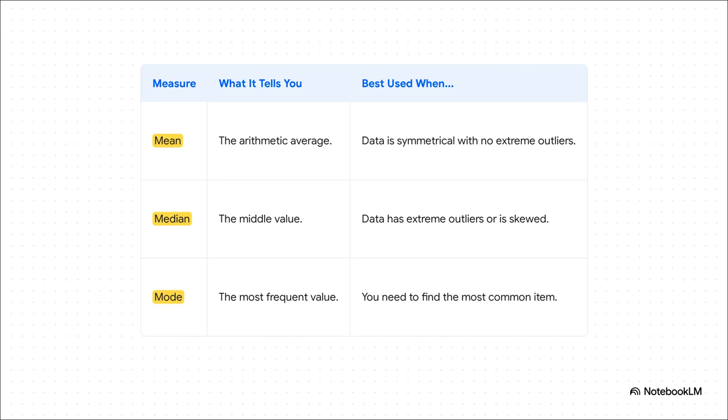You want to use the mean when your data is pretty symmetrical and doesn't have any of those wild outliers. You switch to the median when your data is skewed by extremes, like with our ant traps. And you use the mode when your goal is simply to find the most popular or common value. Knowing which one to grab is everything.